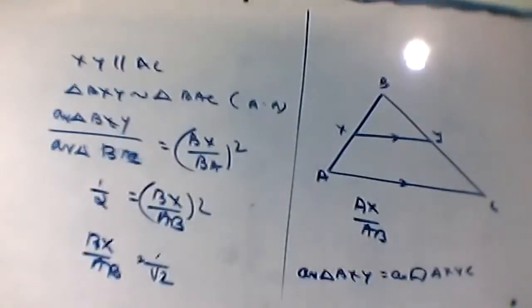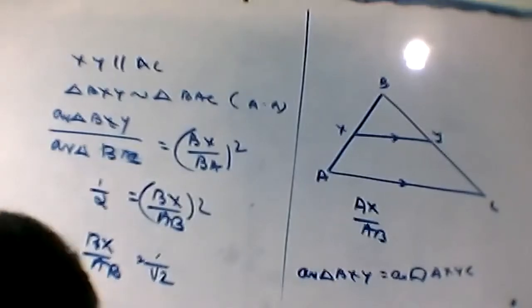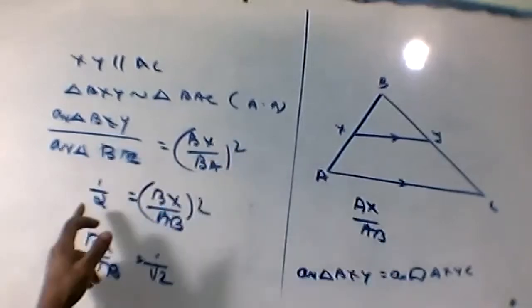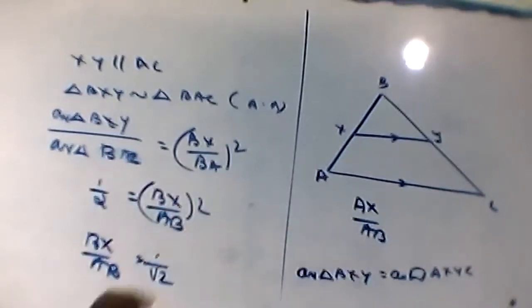Okay, then area of triangle BXY by BAC equals BX by BA, whole square. So from 1 by 2 equal to BX by AB whole square, BX by AB equals 1 by root 2. Okay, clear or not? Now our requirement is what? Our requirement is AX by AB. So we got BX by AB.